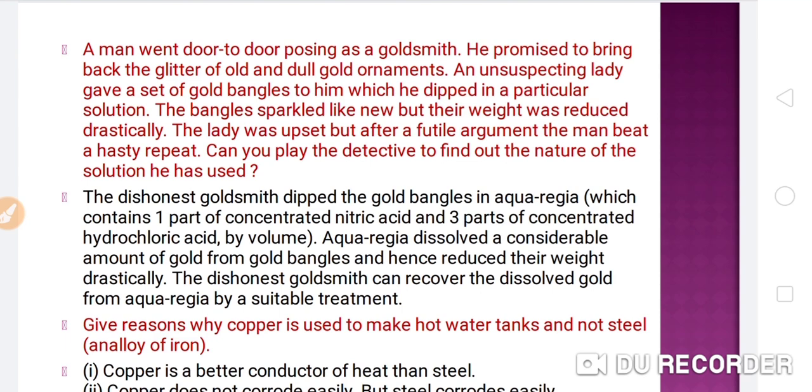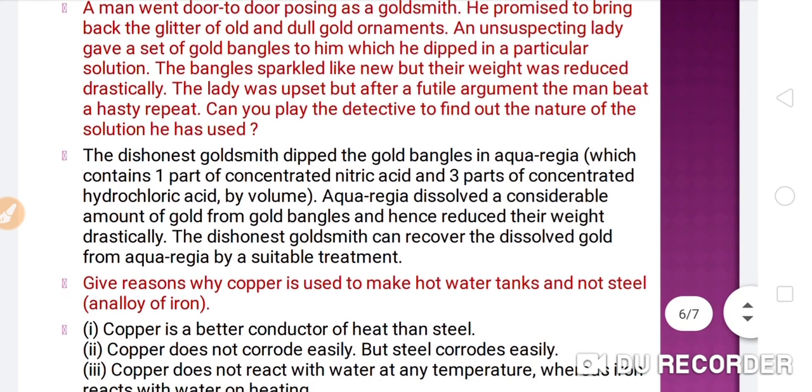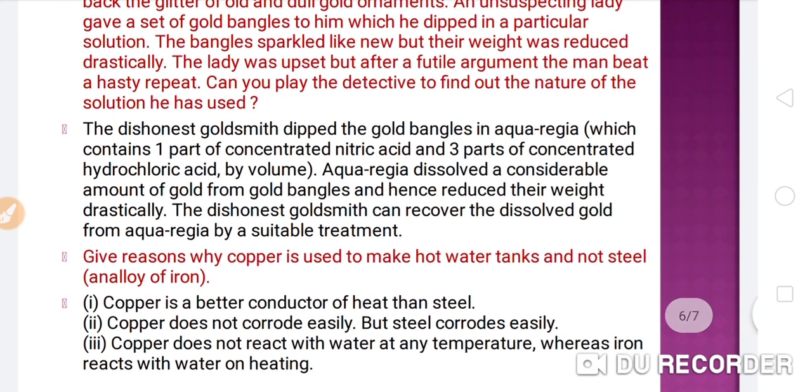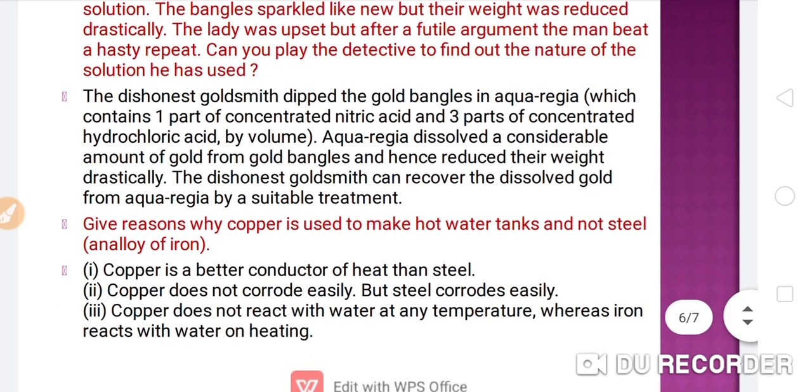So let's see, students. The dishonest goldsmith dipped the gold bangles in aqua regia, which contains 1 part of concentrated nitric acid and 3 parts of concentrated hydrochloric acid by volume. Aqua regia dissolved a considerable amount of gold from the gold bangles and hence reduced their weight drastically. The dishonest goldsmith can recover the dissolved gold from aqua regia by suitable treatment. So this is the answer for this question.